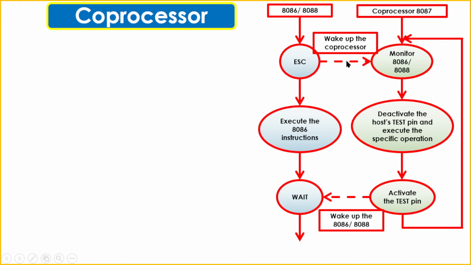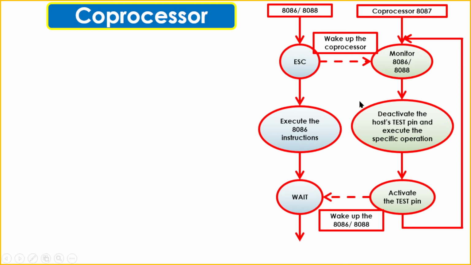It will fetch the next instruction after the escape. So it will execute all the instructions in this. Then it will deactivate the test pin through that hardware connection. The 87 will execute all its instructions. When it completes all its instructions, it will enable the test pin again. It will activate the test pin. Then the microprocessor will wake up. It will execute its instructions afterwards.